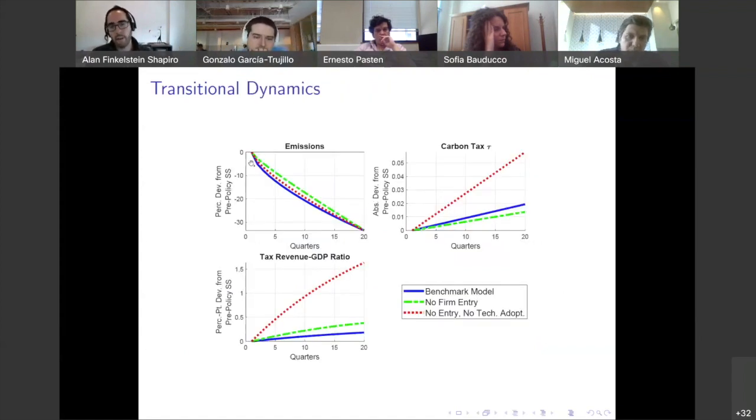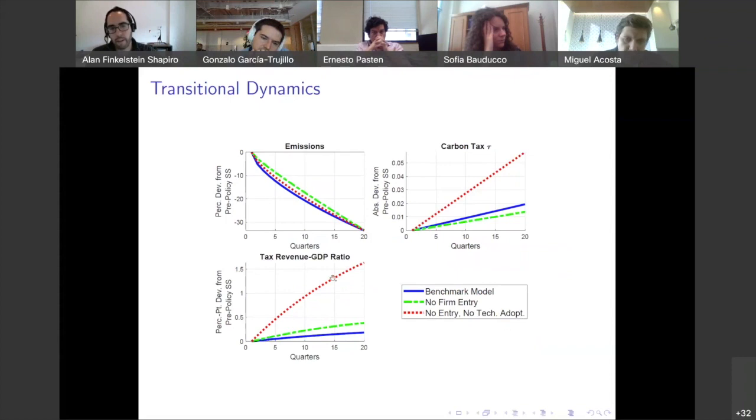Right. So in this scenario, again, we're comparing these three variants of the model: the benchmark, a model without firm entry but with technology adoption, and then we shut down both. The reduction in emissions, almost by construction, is going to be effectively the same. But the carbon tax that you need to generate the same reduction in emissions when you don't allow firms to switch technologies is obviously going to be greater, right? So you need to increase the carbon tax by more compared to a world where firms can endogenously choose to move away from a polluting technology.